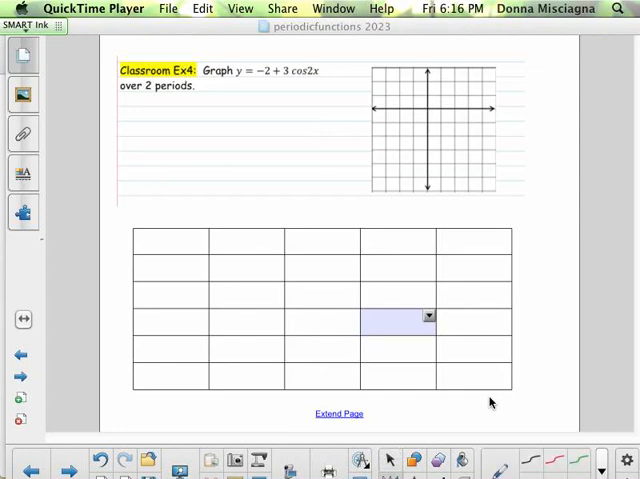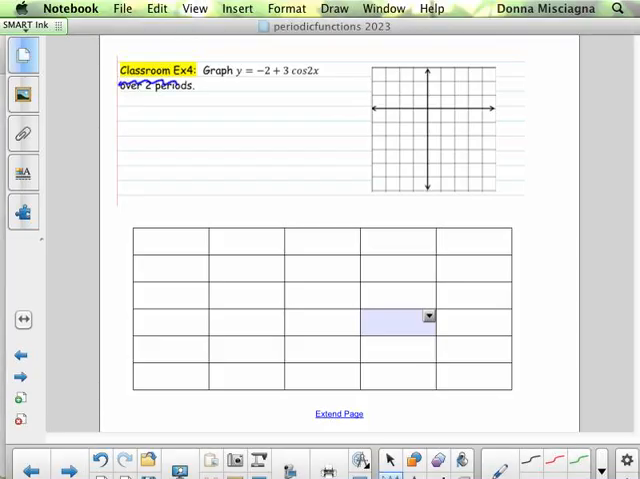So now we're going to graph y equals negative 2 plus 3 cosine 2x. Oh, you can ignore that. I ignored it in class when I did it earlier. So we're just going to do 1 period rather than 2 periods. I don't even know if I have enough space for 2.